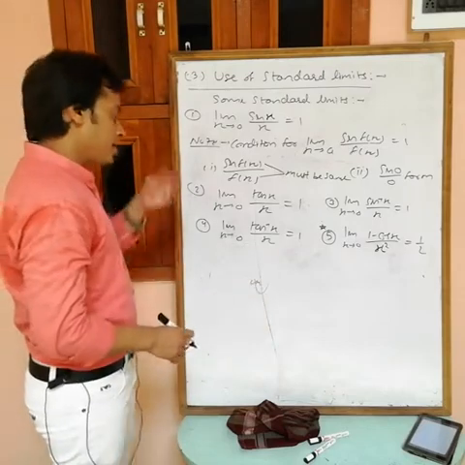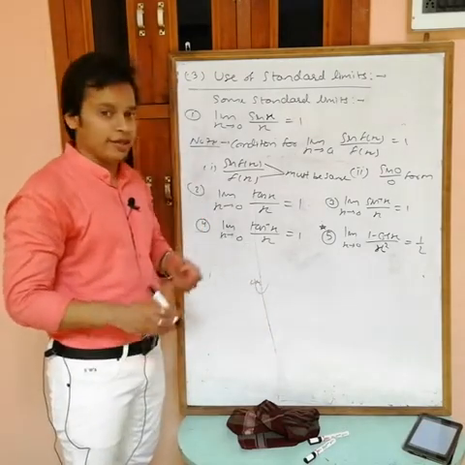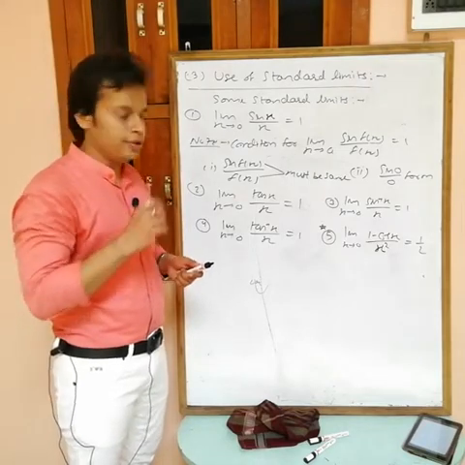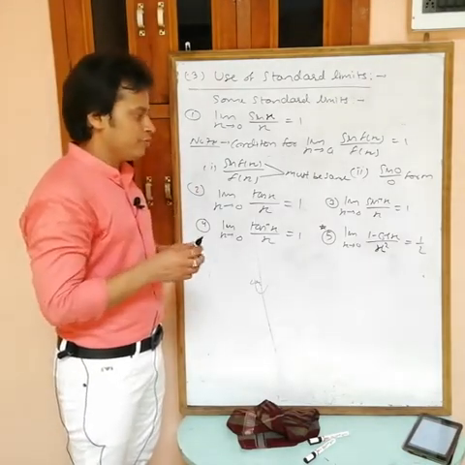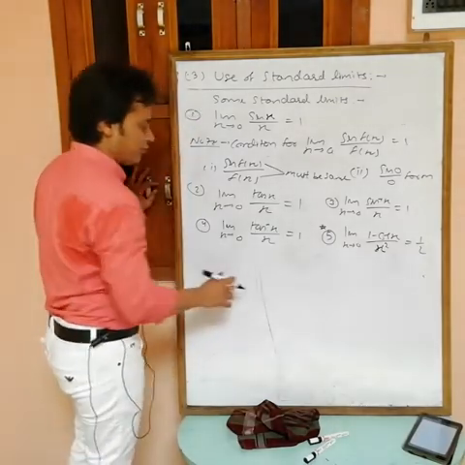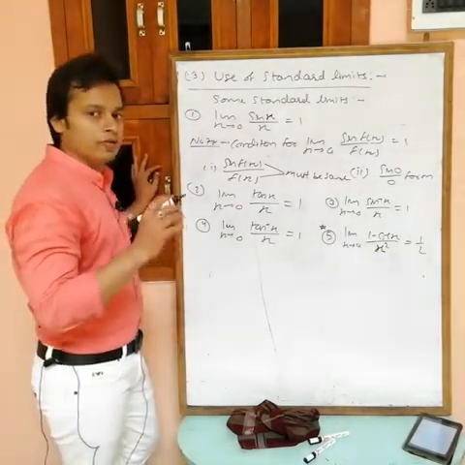Actually, sin x by x is just less than 1, but the approximate value is equal to 1. If you want a limit, then it is 1, but the exact value of sin x by x is always less than 1.